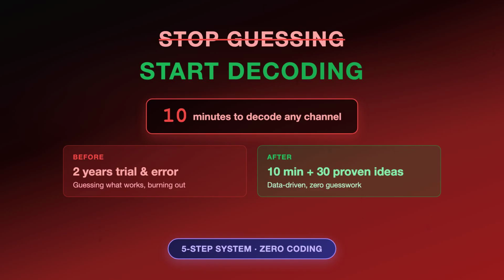Every successful channel in your niche has already done the hard work of figuring out what goes viral. The patterns are sitting right there in their most viewed videos. You just need something that can read all of it and decode the formula. That's exactly what Claude Code does.